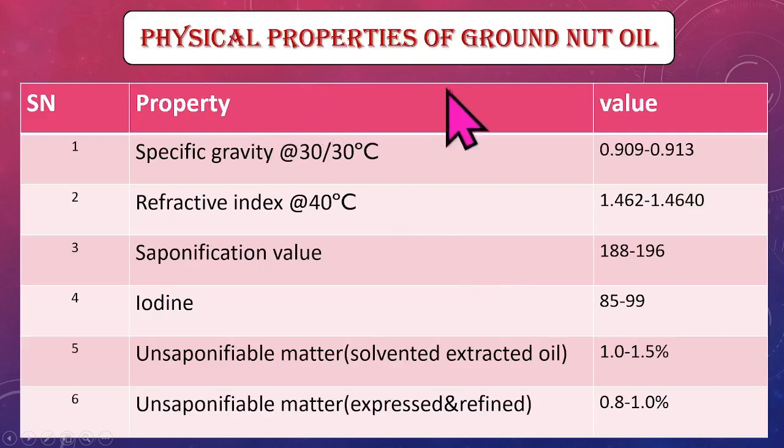Here I have given the physical properties of groundnut oil. Specific gravity of this oil at 30 degrees is 0.909 to 0.913, refractive index at 40 degrees is 1.462 to 1.464, and saponification value is 188 to 196. Iodine value of this one is 85 to 99. In solvent extracted oil, the unsaponifiable matter is 1.0 to 1.5, and in expressed oil, meaning oil removed from the expellers, and refined oil, the content is 0.8 to 1%. These are the physical properties of this groundnut oil.